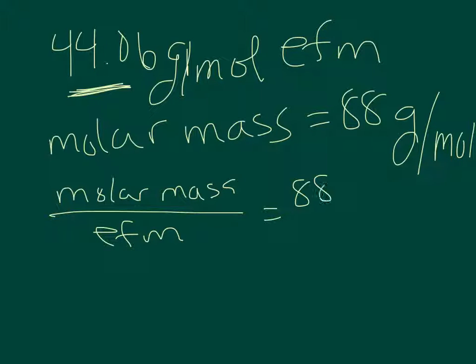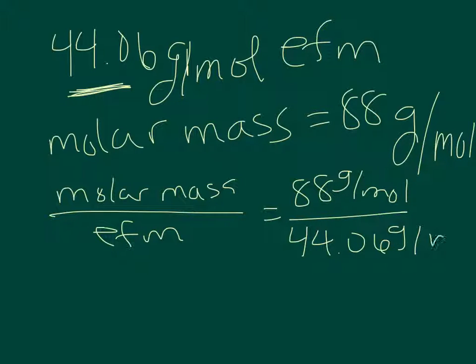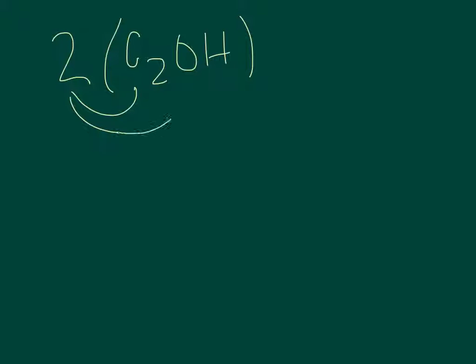So I get 88 grams per mole divided by 44.06 grams per mole. And that gives me approximately 2. So that means my multiplier is 2, and that my molecular formula is twice that of my empirical formula. So my 2 distributes out to all of my atoms in my compound.